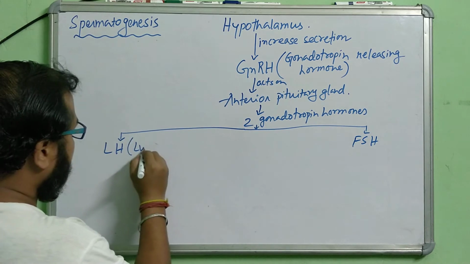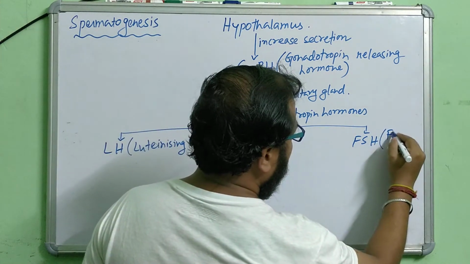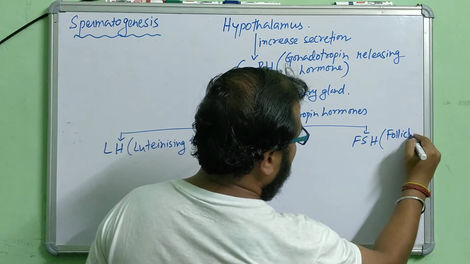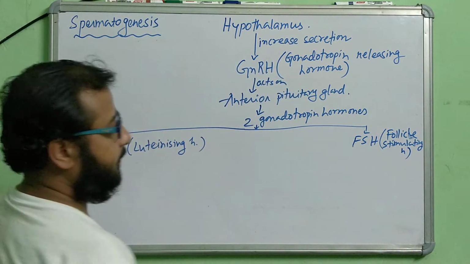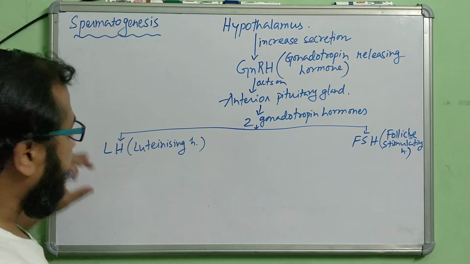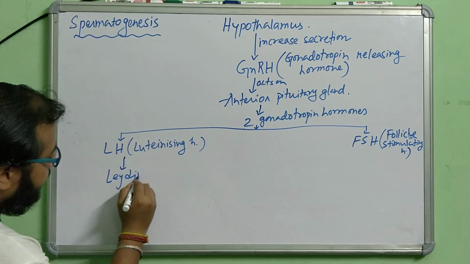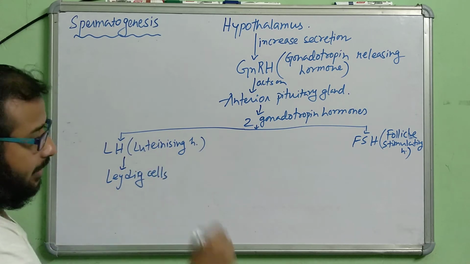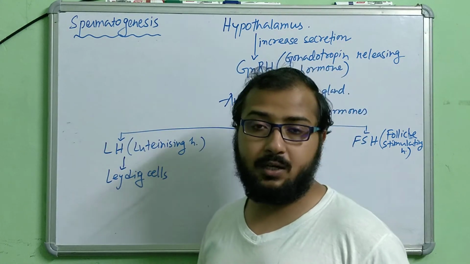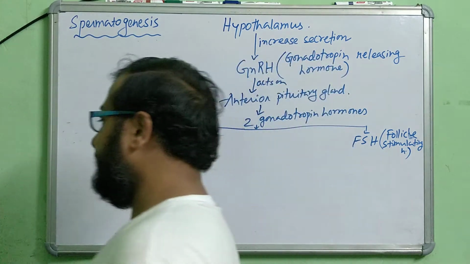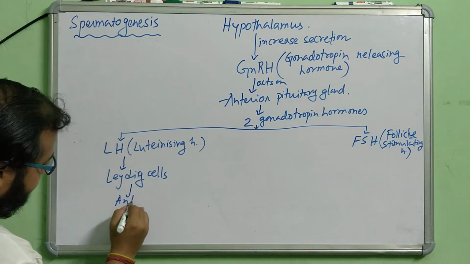LH means luteinizing hormone and FSH means follicle stimulating hormone. Now what is this LH going to do? This LH hormone acts on the Leydig cells. If you remember, the Leydig cells are present inside the testicular lobules. They exist with the blood vessels outside of the seminiferous tubules. So LH acts on these Leydig cells, and the Leydig cells release androgens.